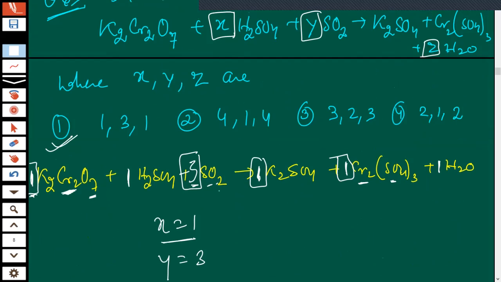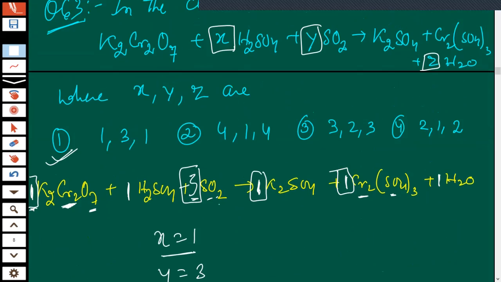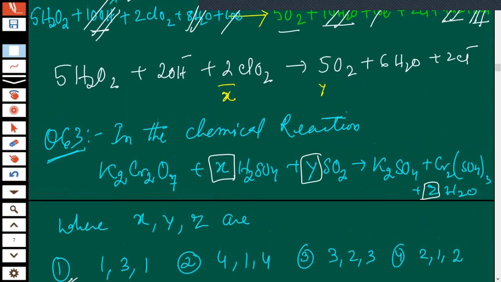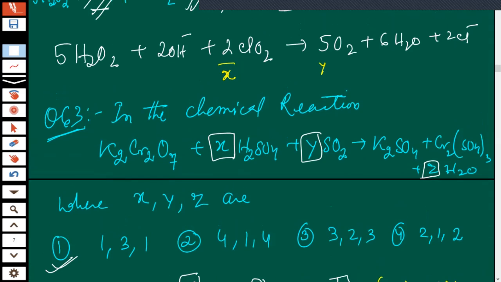Sir, can you show an example with the ionic method? Why not? Okay. So see, you got the answer. It is 63, no? First option is the correct option.